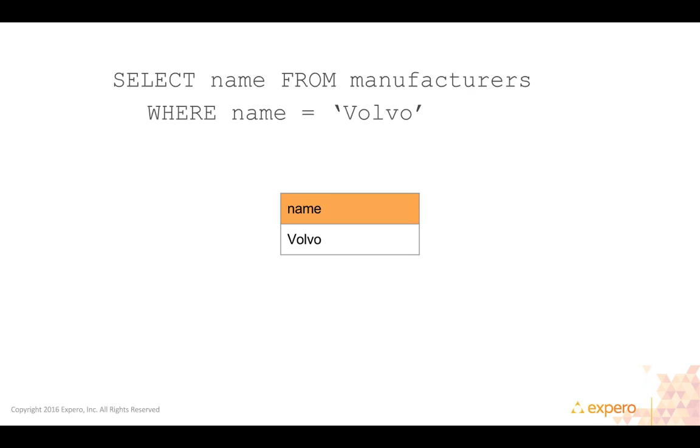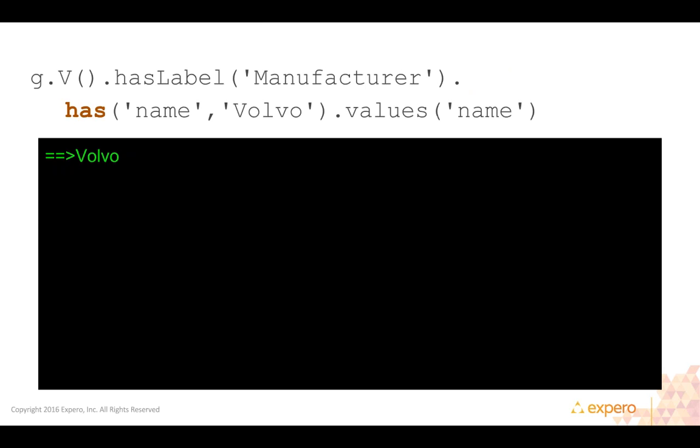Now what if I want to filter? So select name for manufacturers where name equals Volvo. Now we have our g.V hasLabel, so that's the same, but now we're appending another step on there, has name Volvo. So it has the property with the name Volvo. Then we're looking up just the name, so we just want the name back.